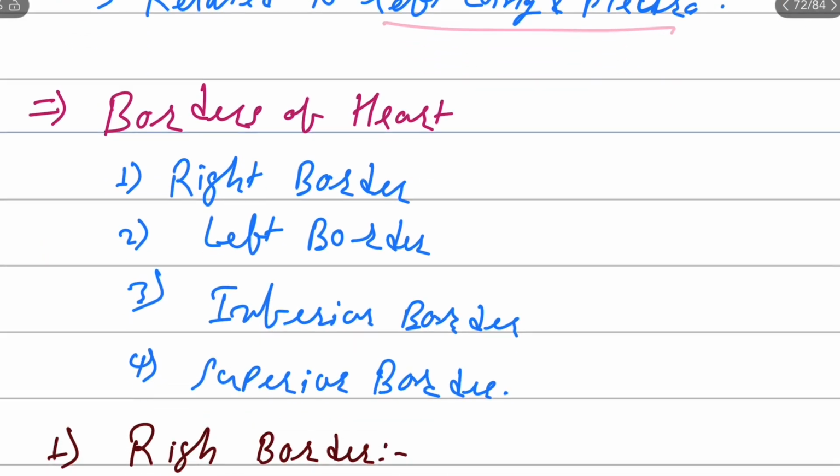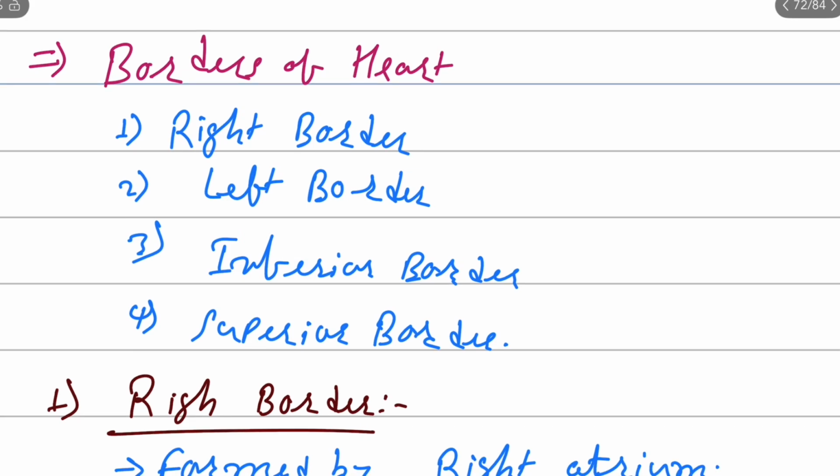Borders of the heart. There are four borders of the heart. First is the right border, second is the left border, third is the inferior border, and fourth is the superior border.